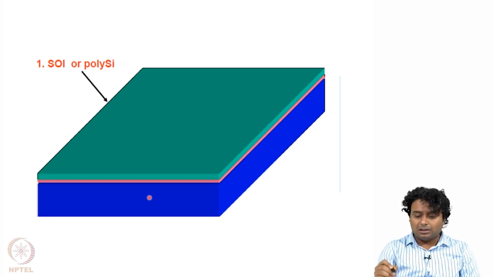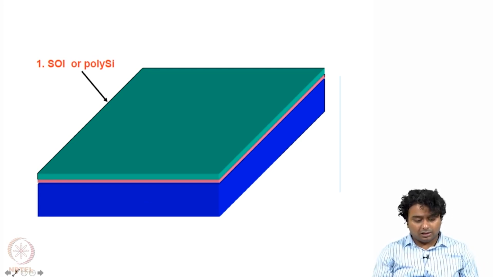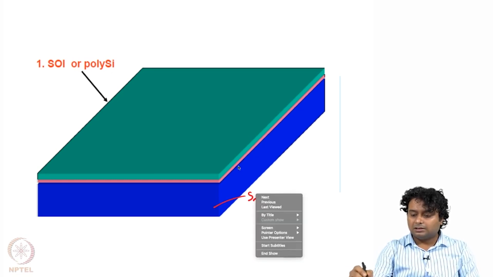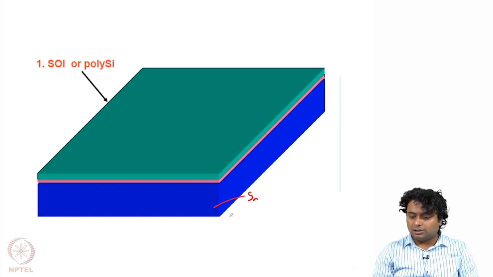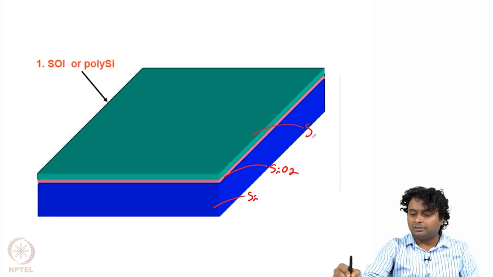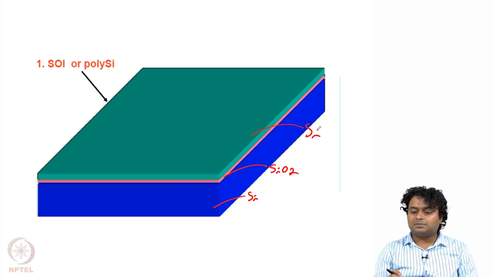So all are silicon here, right? Sorry, not all are silicon. Rather, this is silicon, this one is SiO2, and the top one is again silicon. But there are some specific differences between the top silicon and the bottom silicon. You can see here that the thickness is not the same.